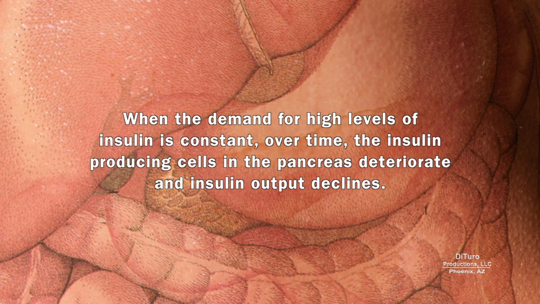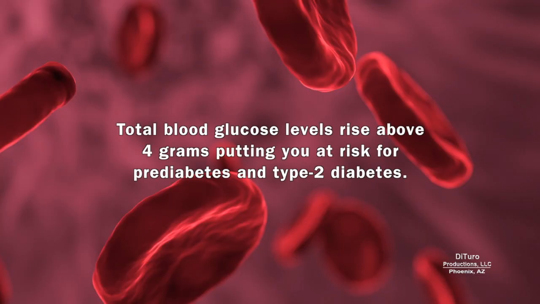When the demand for high levels of insulin is constant, over time, the insulin-producing cells in the pancreas deteriorate and insulin output declines. Total blood glucose levels rise above 4 grams, putting you at risk for prediabetes and type 2 diabetes.